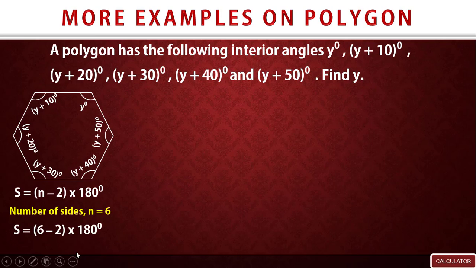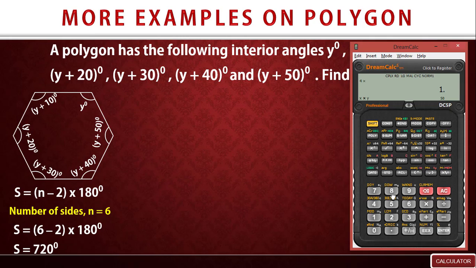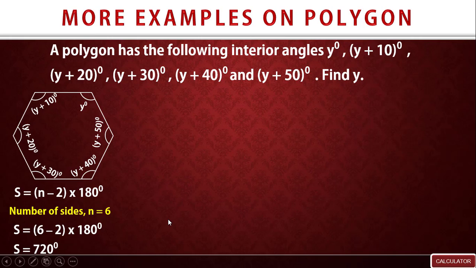6 minus 2 will give 4. So our s is 4 times 180 degree, and that will give 720 degree. So let's see that with calculator. 4 times 180 equals, enter, you can see it gives 720. So our sum of interior angles of a hexagon is 720 degree.